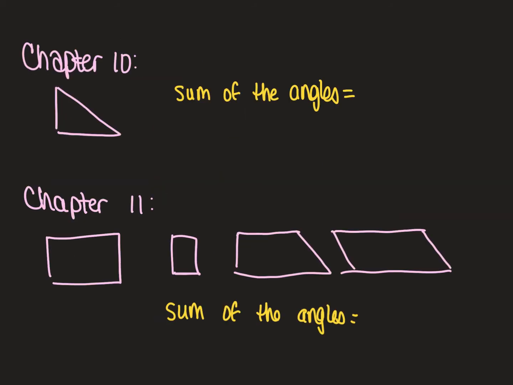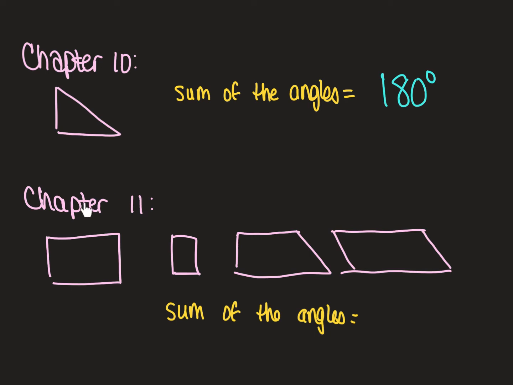So back in chapter 10, which was actually before Christmas, we learned that the 3 angles in a triangle add up to something special. There was a special number. Do you remember the special number? It is 180 degrees. The sum of the angles is 180.